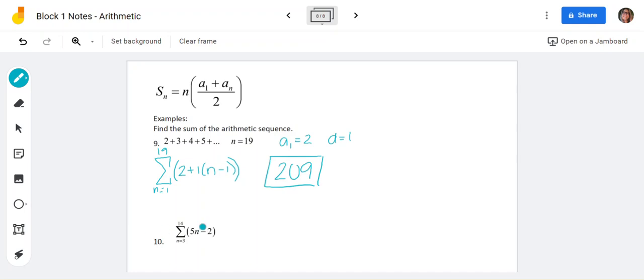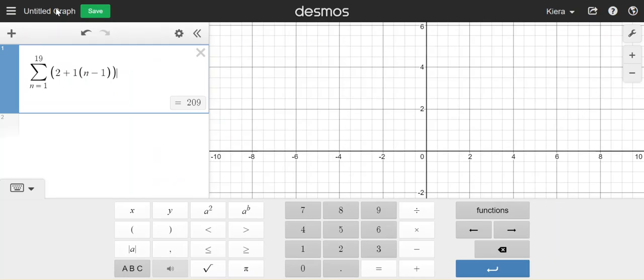If they already give it to you in summation form, literally just type it into Desmos. Don't overthink this. Do be careful because sometimes where it wants you to start matters. So it wants us to start at the 3rd term this time and go to the 14th. So just make sure you're typing things carefully.